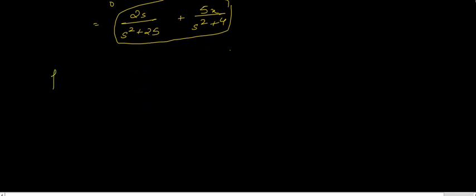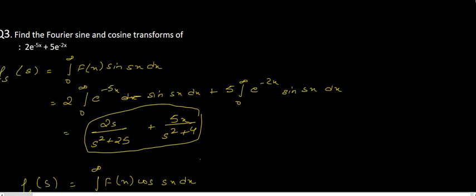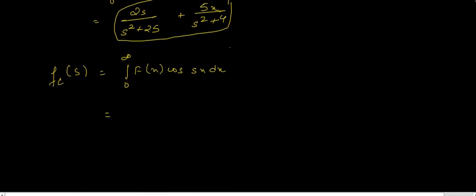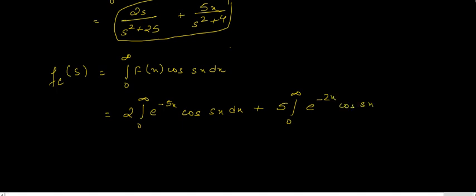So here is our F_c of s, which will be equal to the integration over 0 to infinity of f(x) cos sx dx. So we need to put our function there, given in the question. Our function is 2e to the power minus 5x plus 5e to the power minus 2x. So let us put it. Here we have 2 times the integration from 0 to infinity e to the power minus 5x multiplied with cos of sx dx plus 5 times the integration over 0 to infinity e to the power minus 2x cos of sx dx.